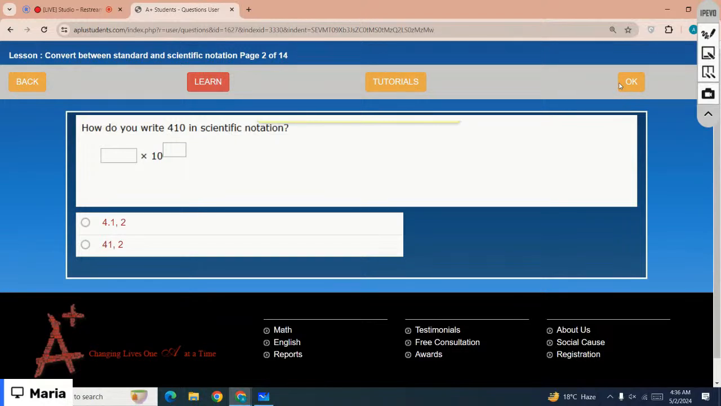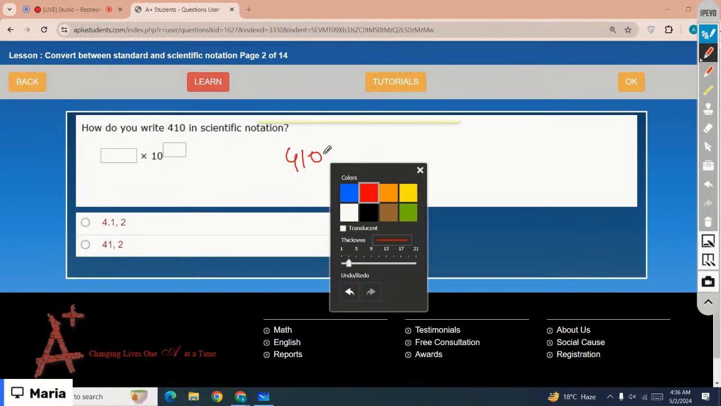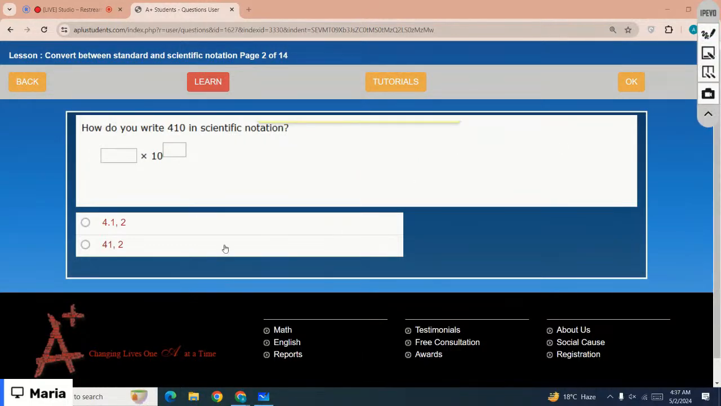How do you write 410 in scientific notation? You have 410, so the decimal point is here. You need to move the decimal point 2 places left. So then it would be 4.10 times 10 exponent 2, because you moved the decimal point 2 places left. You can write 4.1. If you write the 0 or you don't, that is exactly the same. Yes, that is 4.1 times 10 exponent 2. That is option number 1.